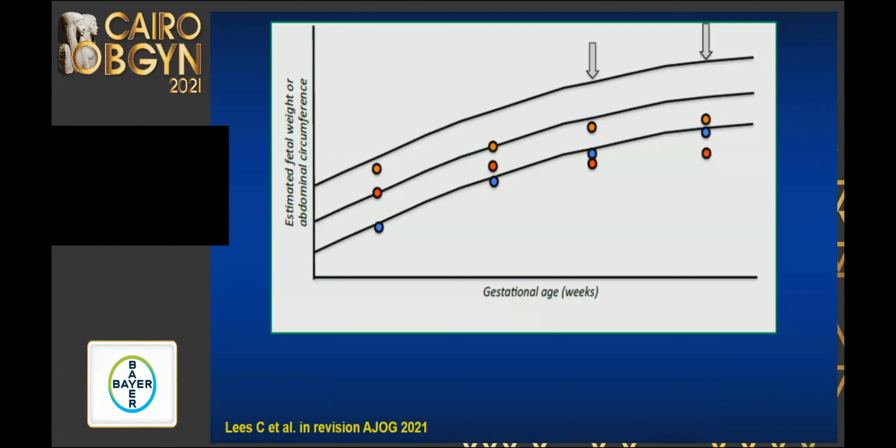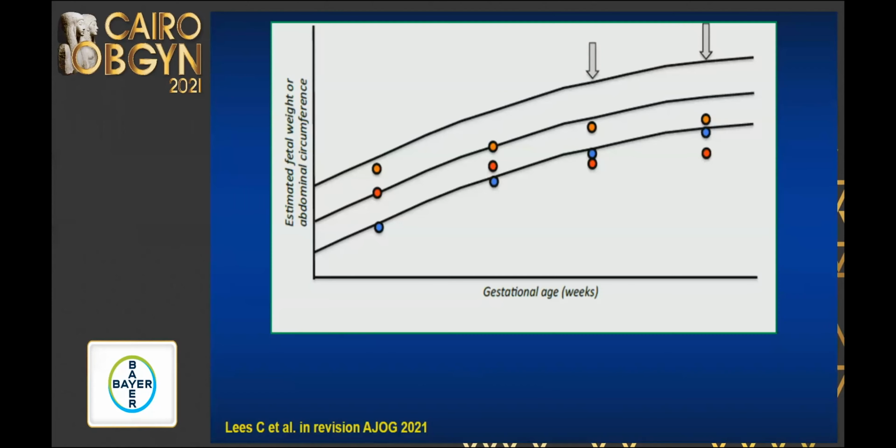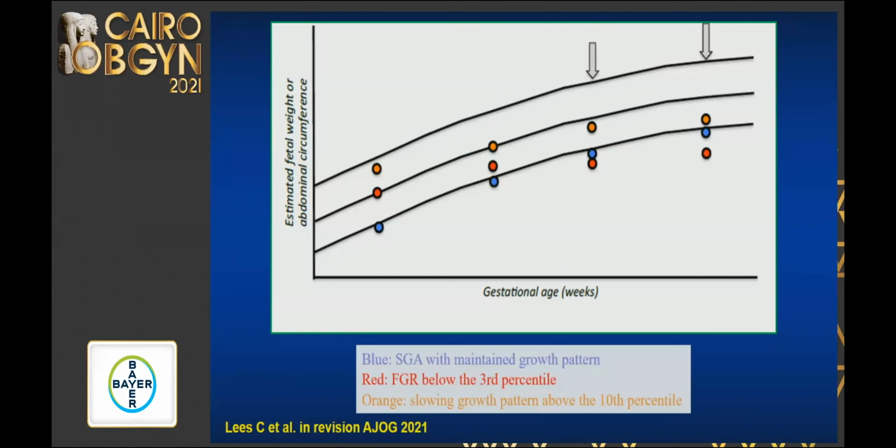Therefore, it is most likely a constitutionally small baby, whereas the red dots indicate a typical case of early fetal growth restriction, and the orange dots show you a case of late fetal growth restriction, which may even be within the normal values when you do the scan at a more advanced gestational age. As the arrows show, they are within the normal range, but there is a flattening of the growth curves. Therefore, it's very important to have longitudinal assessment of the fetuses.